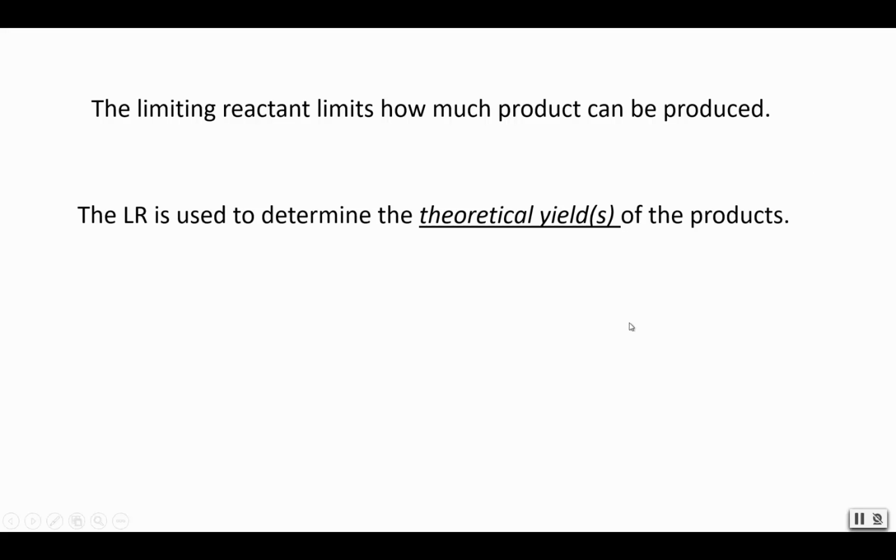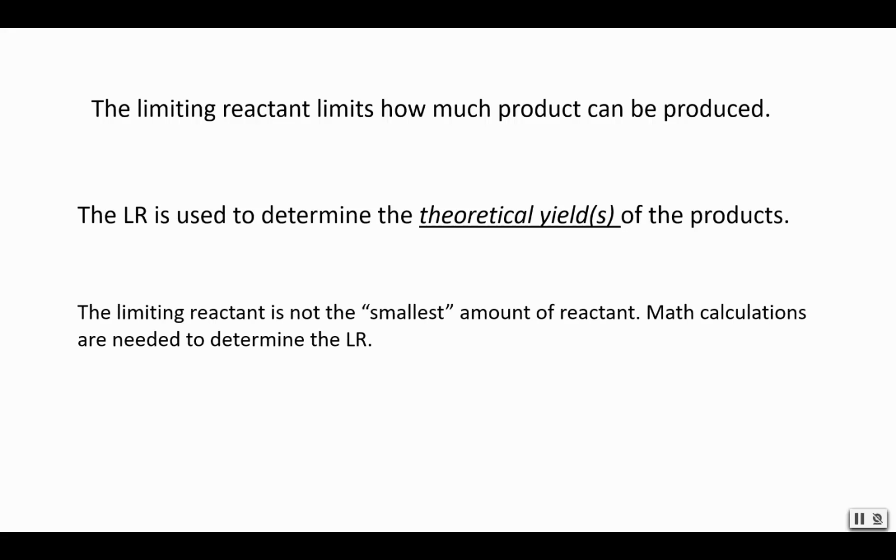Because it's going to run out first, right? It's going to be all used up. You can't just look at the values that they originally give to you. If they give you 16 grams of hydrogen and 2 grams of oxygen and say, well, oxygen's going to run out first because I have the lesser amount, you can't do that with this.